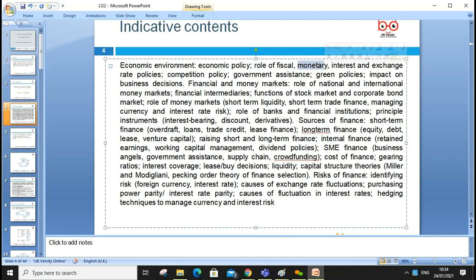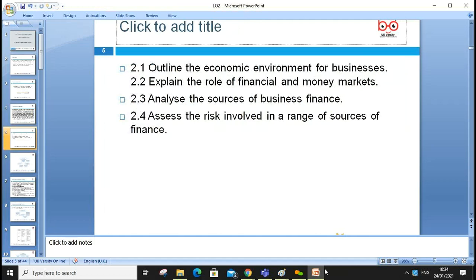Interest rate, of course, all these policies, and the financial and money market, where we can issue securities. The functional stock exchange is the impact, and then we look at the sources of finance, what those are, where we can get money, and what risk is involved in different sources of finance. So that's all we'll go through in today's lesson.